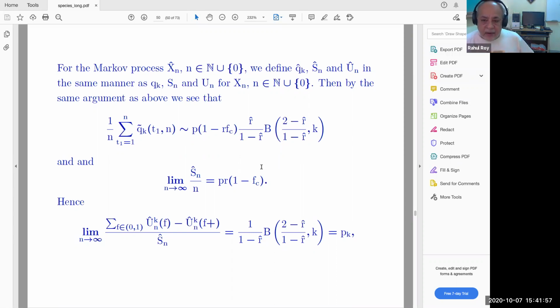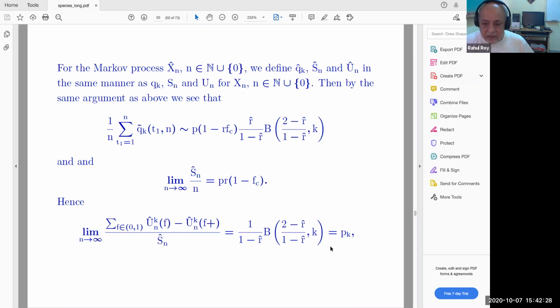Okay. Now, sorry, this should not be R. This should be P times (1 minus Fc). There's a mistake here. Now, S hat n by n is P R times (1 minus Fc). Therefore, this part, this P R hat times, this again should be R hat, and P times (1 minus Fc) gets cancelled out. Therefore, this limit becomes 1 over (1 minus R hat), this beta function, okay, which is pk.